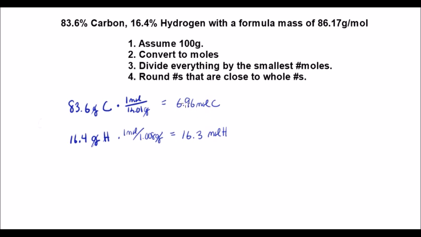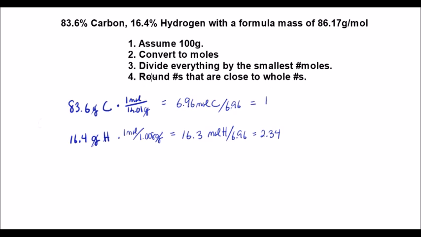Okay, step 3, divide everything by the smallest number of moles. So, okay, in this particular case, 6.96 is smaller than 16.3. So we're going to divide everything by 6.96. Of course, this one equals 1. And then this one's going to equal 2.34.